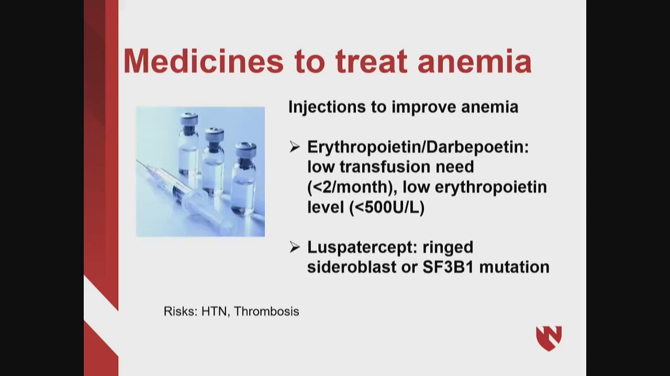Those have been used for a while now. They are most effective if a person is not requiring a lot of blood transfusion. This is a hormone that is made by kidneys. So in patients with chronic kidney disease, this is commonly used. So if this hormone level is low, then we know that they benefit more. So if the transfusion need is less than 2 units of red blood cell a month, or if the erythropoietin level is less than 500, the chances of response is higher. The lower the level of erythropoietin, probably the higher the chances. So that's one option. More recently, the other medication option that is available is luspatercept.